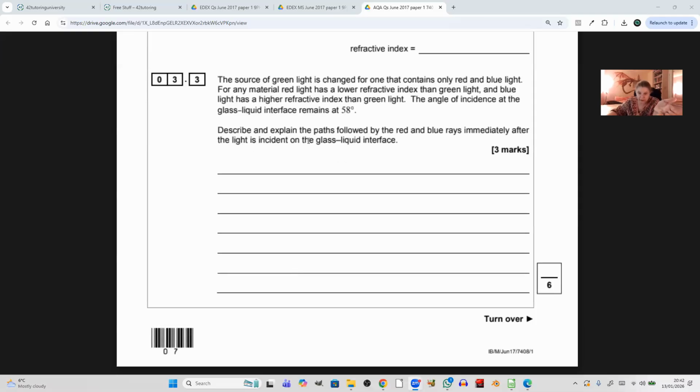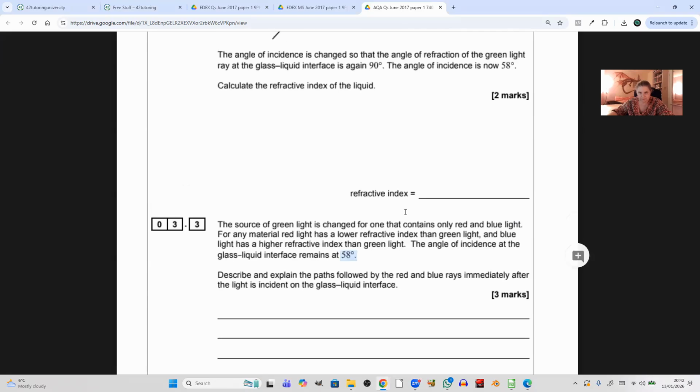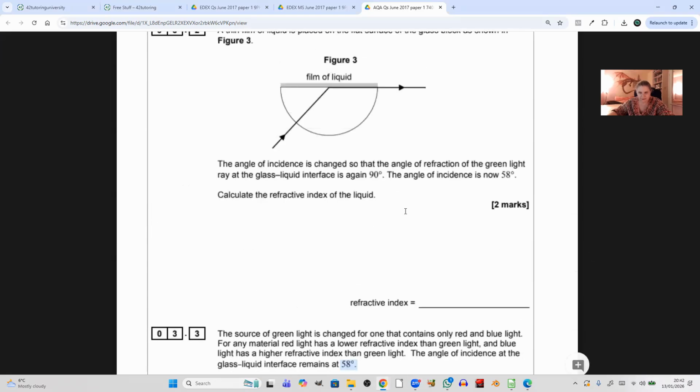The source of green light is changed for one that contains red and blue. For any material, red light has a lower refractive index than green light, and blue light has a higher refractive index than green light. The angle of incidence at the glass liquid interface remains 58 degrees.